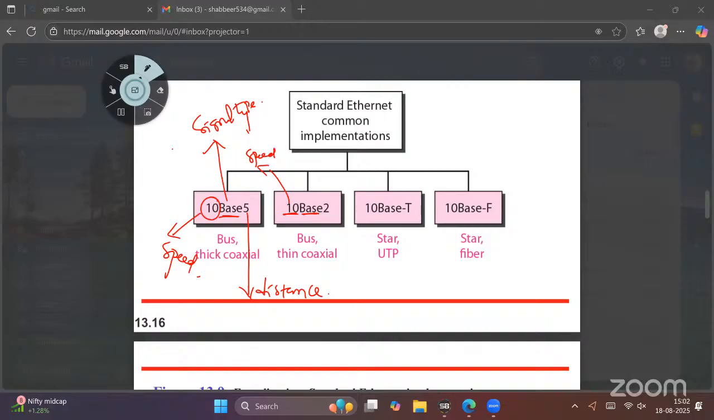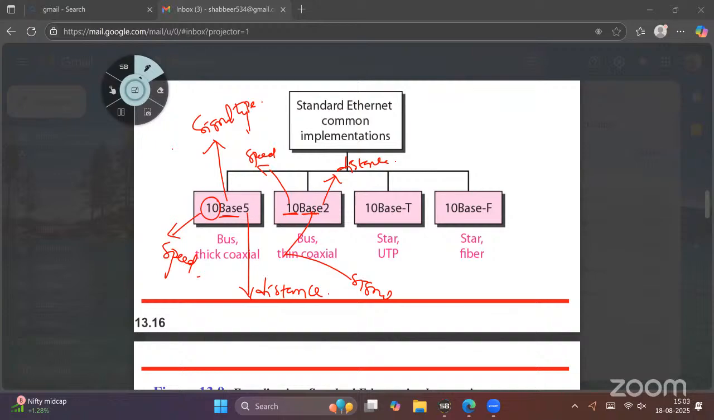The speed. This is the signal time. Signal. And what is the 2? 2 is nothing but what? And next one is 10 base T. E for what? E.